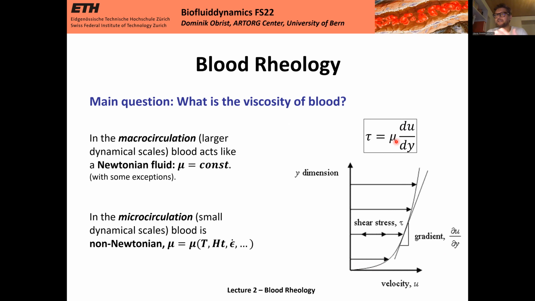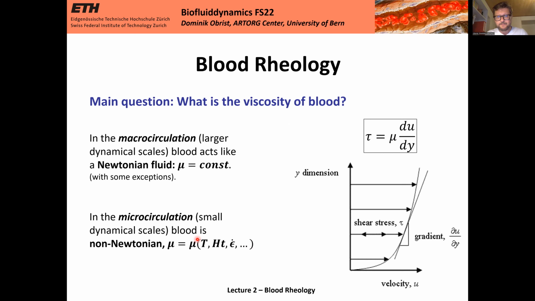For many fluids, such as water, for instance, mu is a constant. For water, mu is 10 to the minus 3 Pascal second. That's the unit used for dynamic viscosity. For more complex fluids, this mu is not a constant anymore, but it can actually change with many other parameters. I gave down here a few examples.